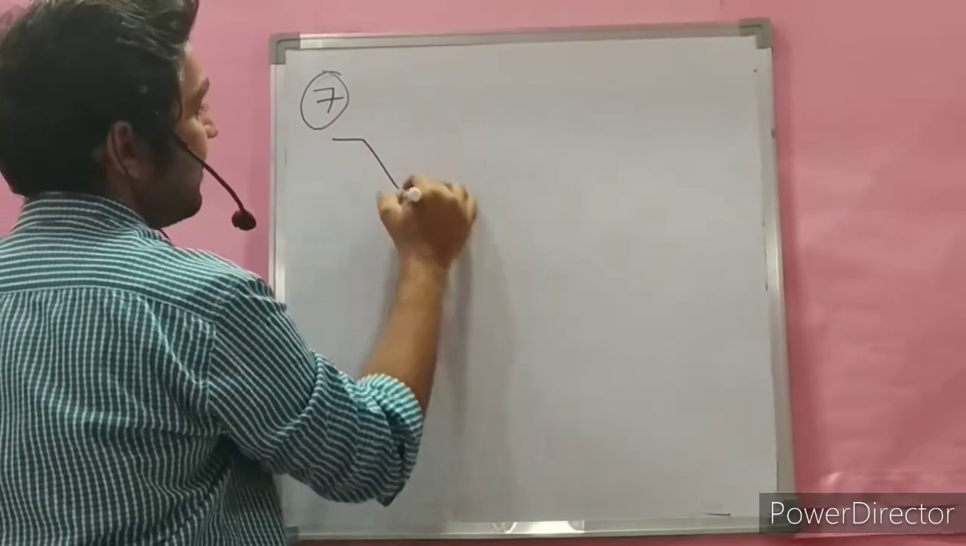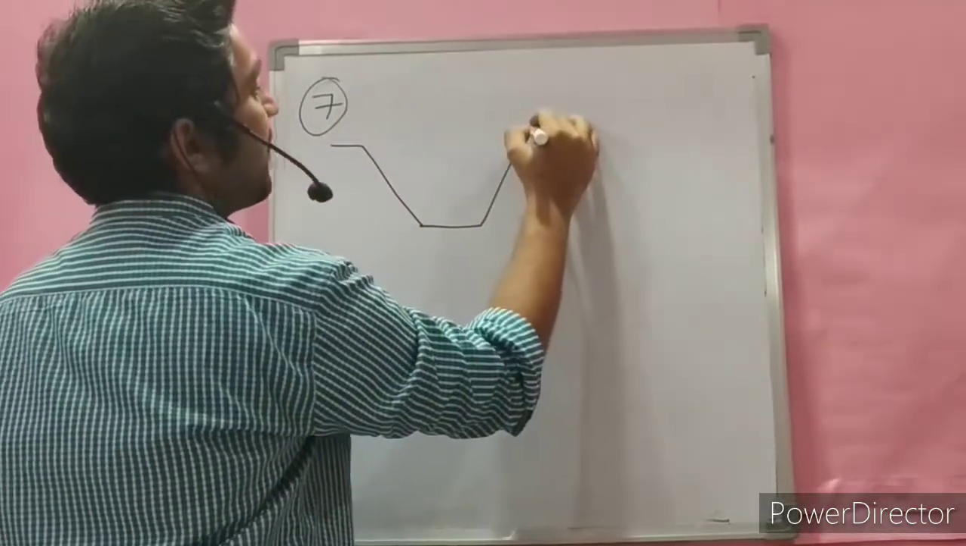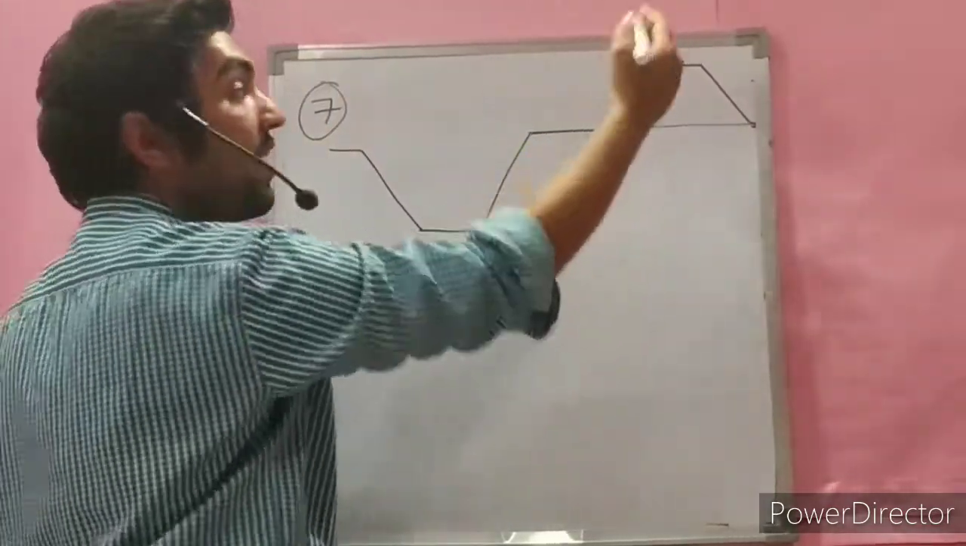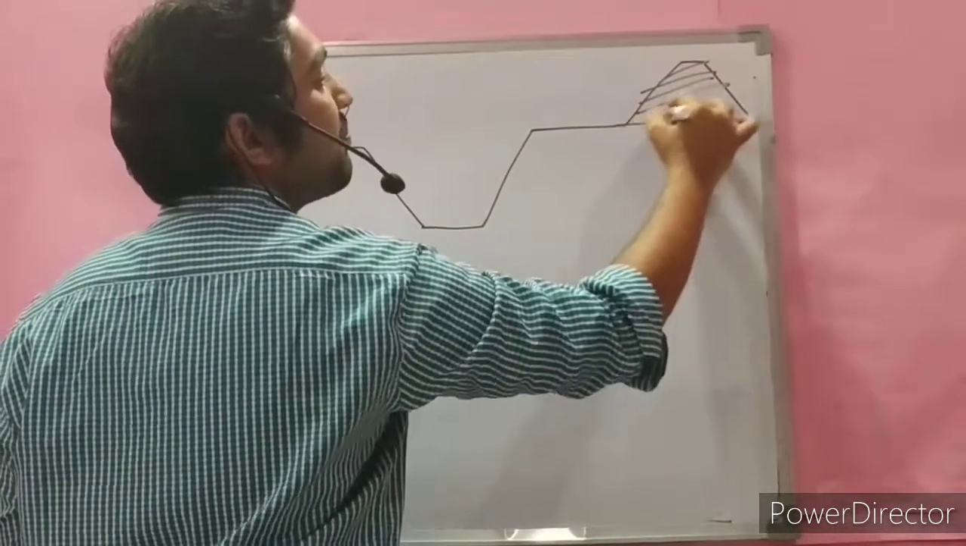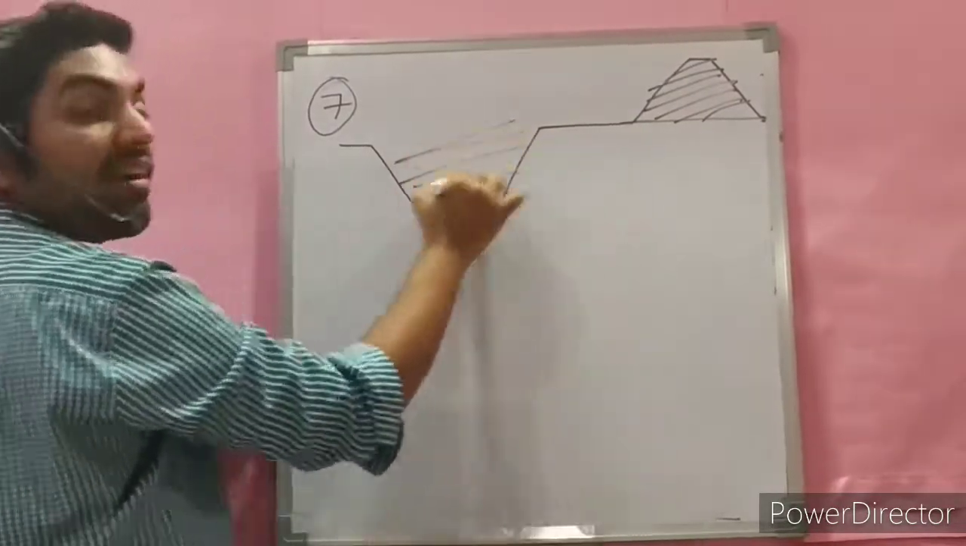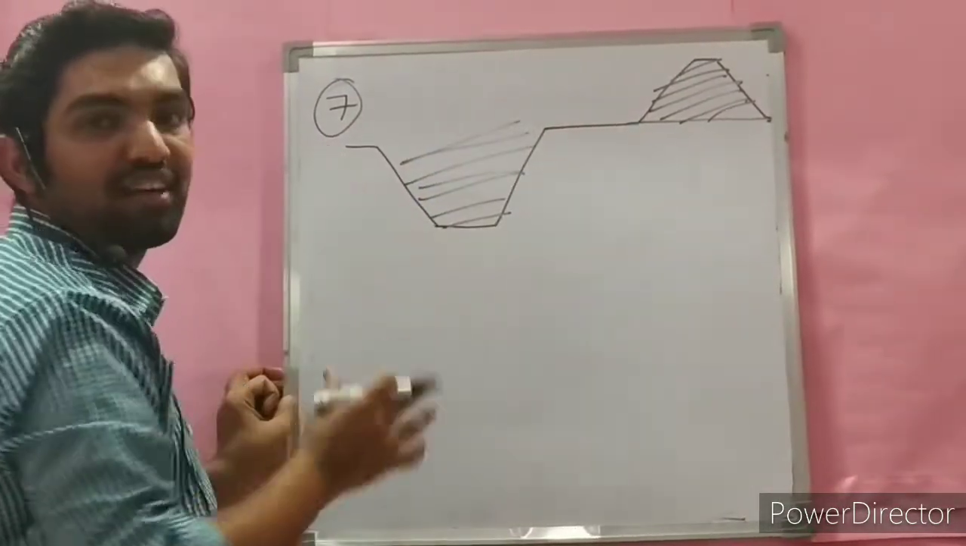So let us draw. This is the borrow pit and this is the embankment. Embankment means a raised soil structure. This is an embankment problem. Borrow pit and embankment problems are the most popular problems in soil mechanics. This is the favorite area for GATE and IAS.